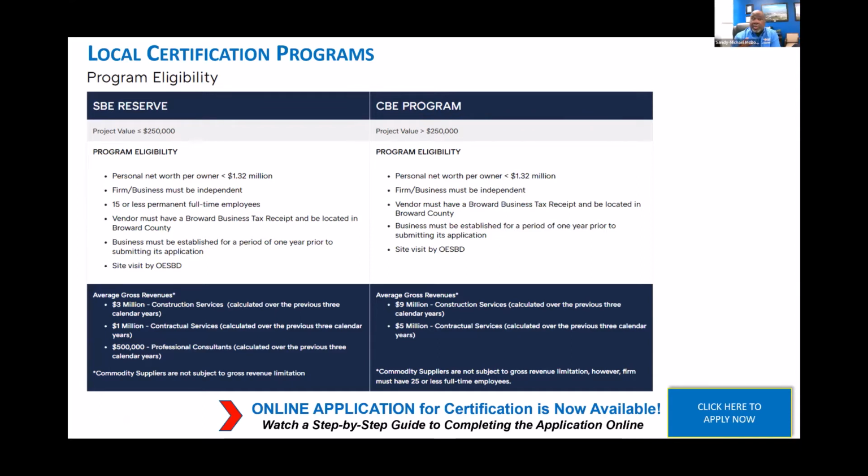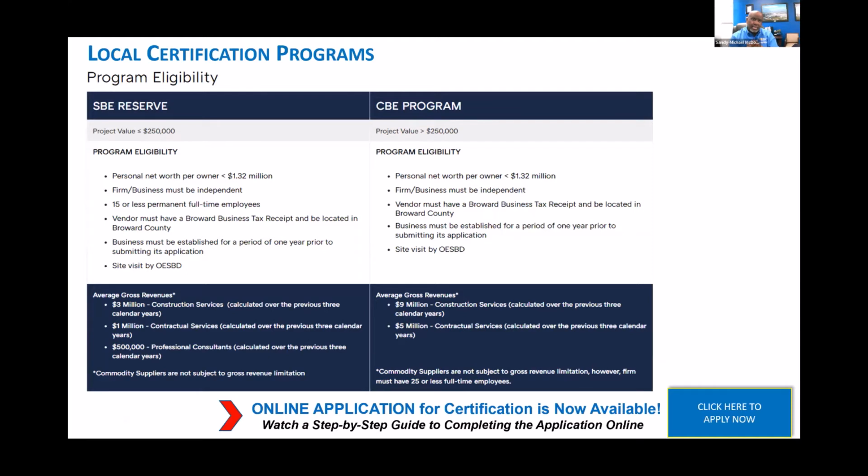When it's in contractual services, it's about $1 million or less, averaging over 3 years. And when it's in professional consulting services, it's about $500,000 on an average of 3 years or less. If you submitted an application for consideration to be a certified small business and we reviewed your application and you fit that model, we would certify you as an SBE.